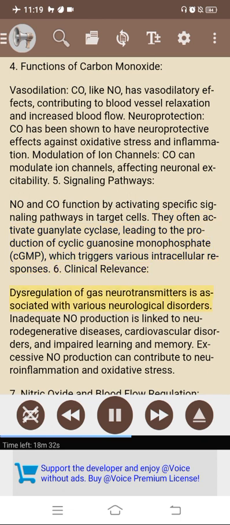6. Clinical relevance. Dysregulation of gas neurotransmitters is associated with various neurological disorders. Inadequate NO production is linked to neurodegenerative diseases, cardiovascular disorders, and impaired learning and memory. Excessive NO production can contribute to neuroinflammation and oxidative stress.